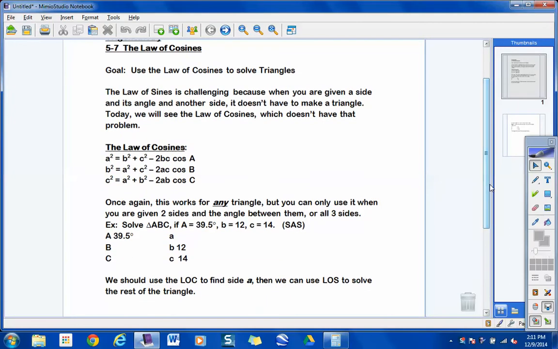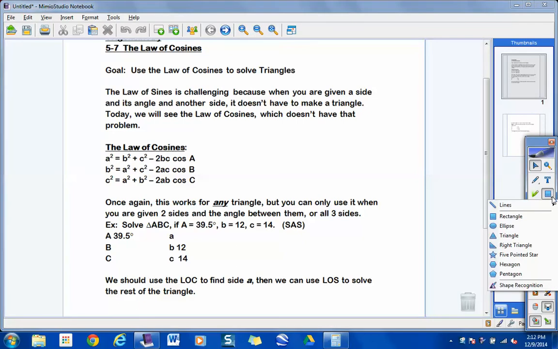But guys, the law of sines is challenging because when you are given a side and its angle on another side, it doesn't have to make a triangle. It might make one triangle, it might make multiple triangles. Today when we look at law of cosines, we really don't have that problem. Okay? 3 basic formulas that you need to know.